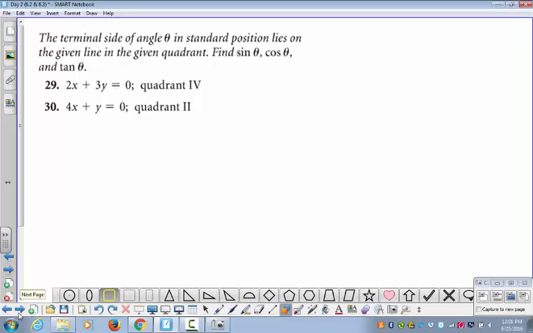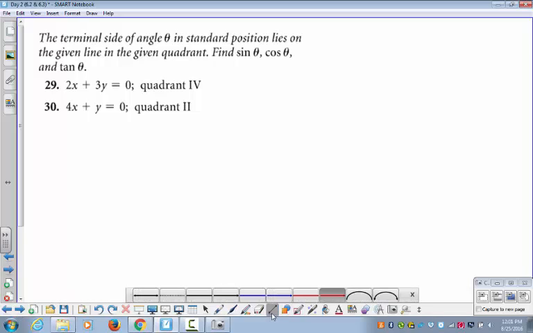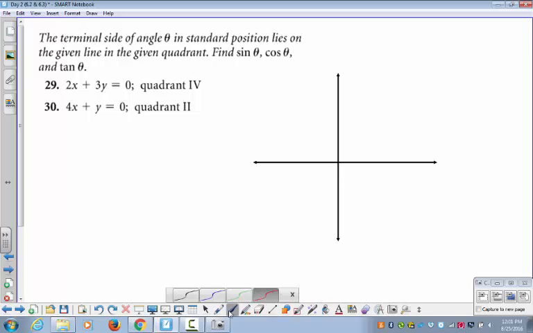All right, this takes a little more thinking. The terminal side of angle theta in standard position lies on the given line in the given quadrant. Find trig function values. So let's draw a picture. A little review of algebra again. That line, 2x plus 3y, goes through the origin. 0, 0 satisfies that equation, so it definitely passes through the origin.